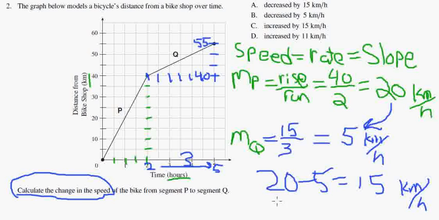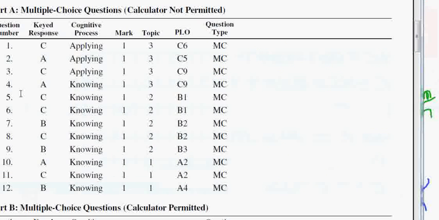But since we're going from a high number to a low number, this would be a decrease, which is A. And if we check our answer book, 2A. And we're done.